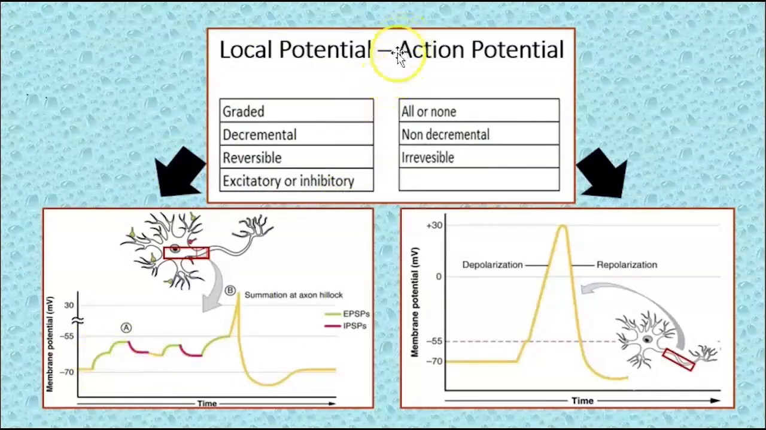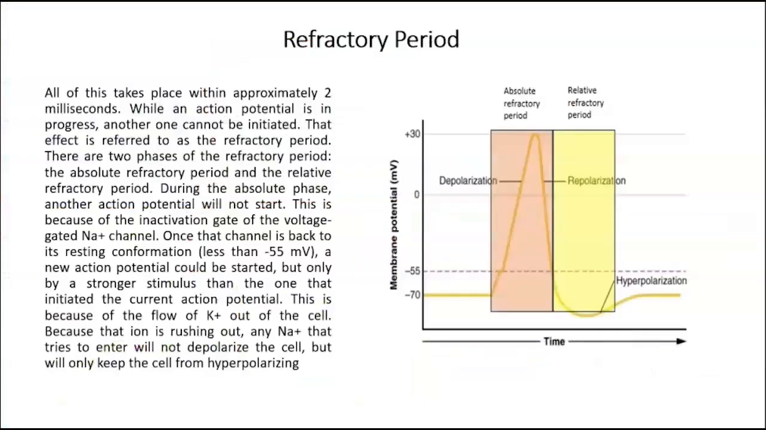Here are characteristics of the action potential. This is all or none law, meaning once it starts, it starts. You cannot stop it. Okay, non-decremental. The stimulus doesn't decrease in reversal. The action potential will continue until it reaches the end of the neuron. Refractory period. Right here you have the action potential again, depolarization, repolarization.